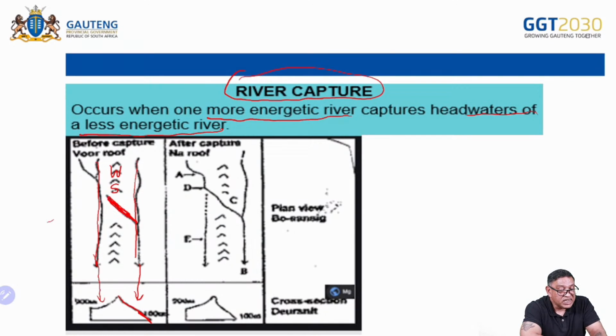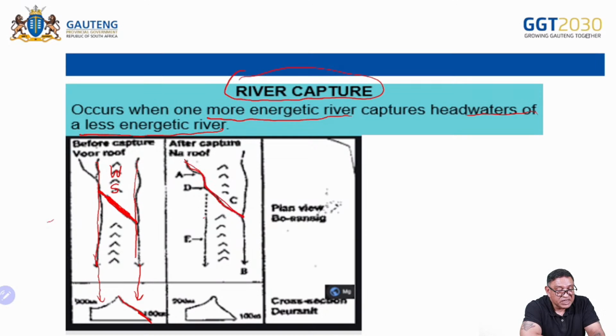And you see it's cutting through the watershed. Can you see that? It's cut through the watershed. And as it cut through the watershed, eventually what's going to happen? It's going to meet up with the headwaters of the other river here. Can you see it? Now what has happened to the headwaters? It's captured. This is the less energetic stream. This is the more energetic stream.